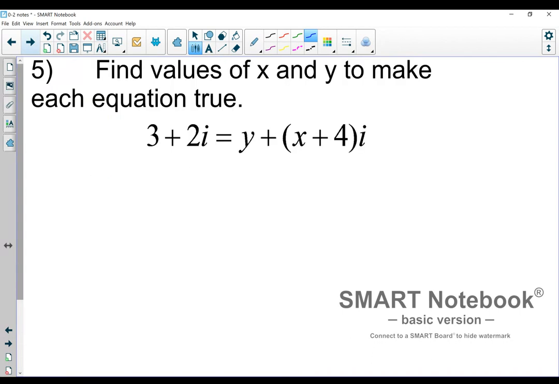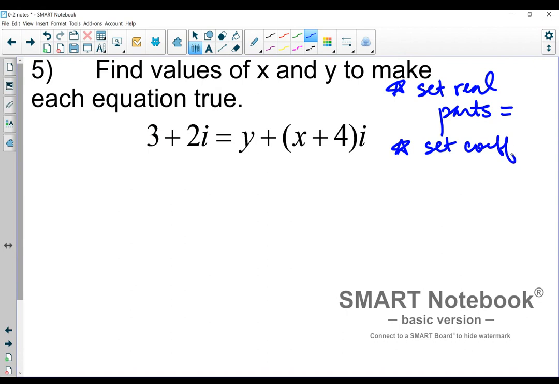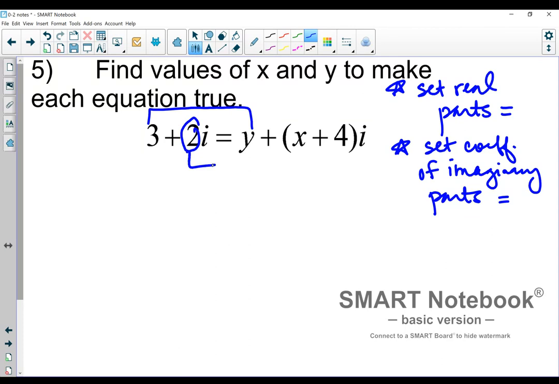So for our last page, we are finding values of x and y to make the equation true. We're going to set the real parts equal. And we're going to set the coefficients of the imaginary parts equal. So my 3 is going to equal my y, and my 2 is going to equal my x plus 4. So 3 is going to equal y, and 2 equals x plus 4.